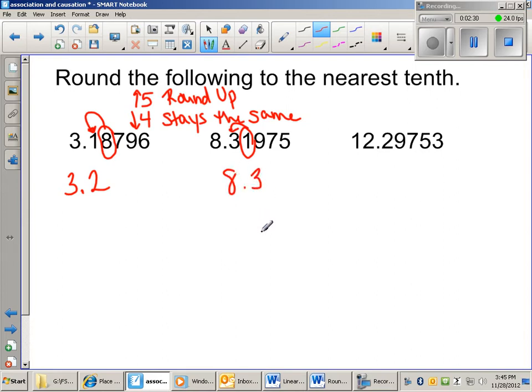This last one, again, I look at the second number if I'm rounding to the tenth place. This is a 9. A 9 is 5 or higher, so it's going to round this 2 up to a 3. So those are some examples on how I would round a number to the nearest tenth.